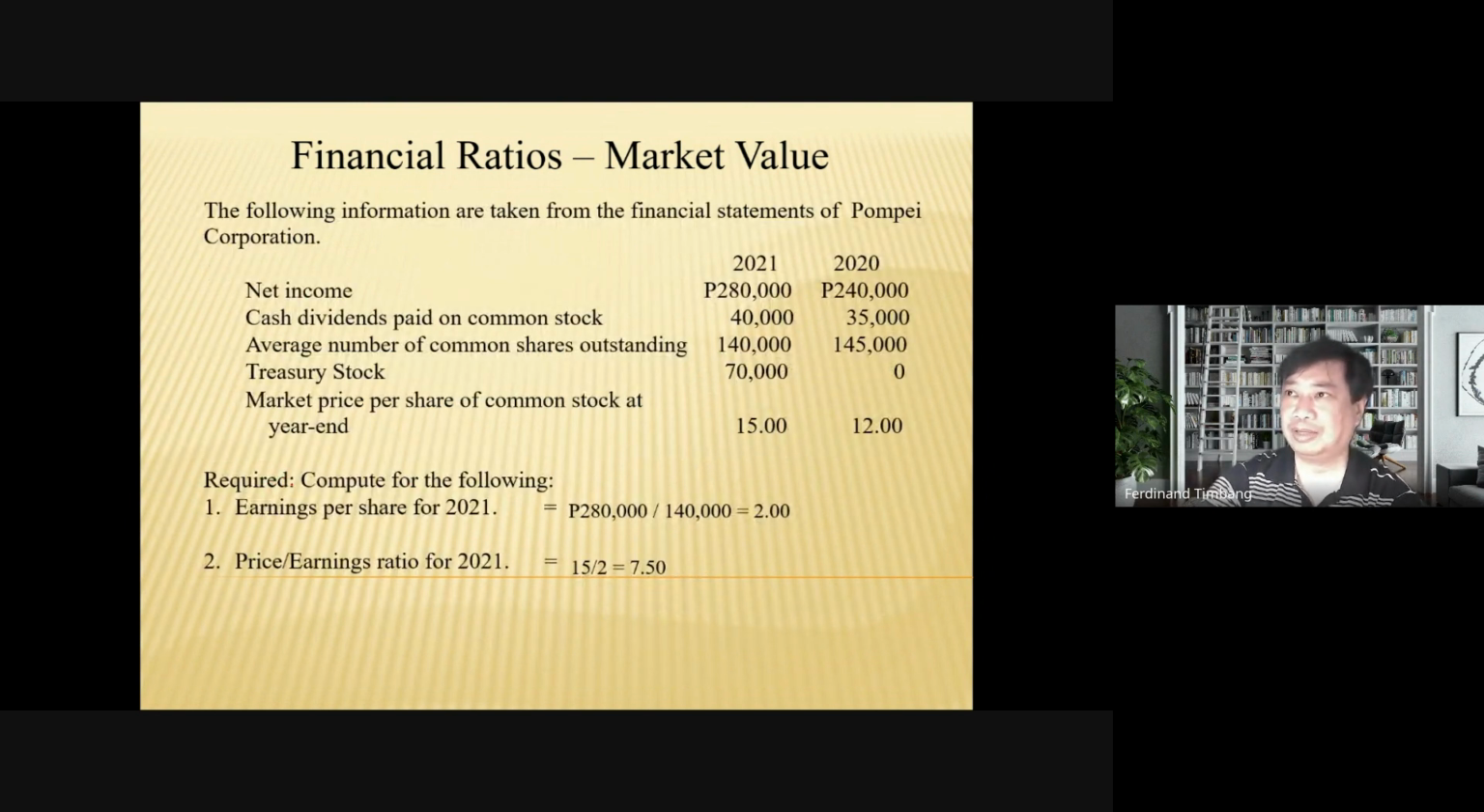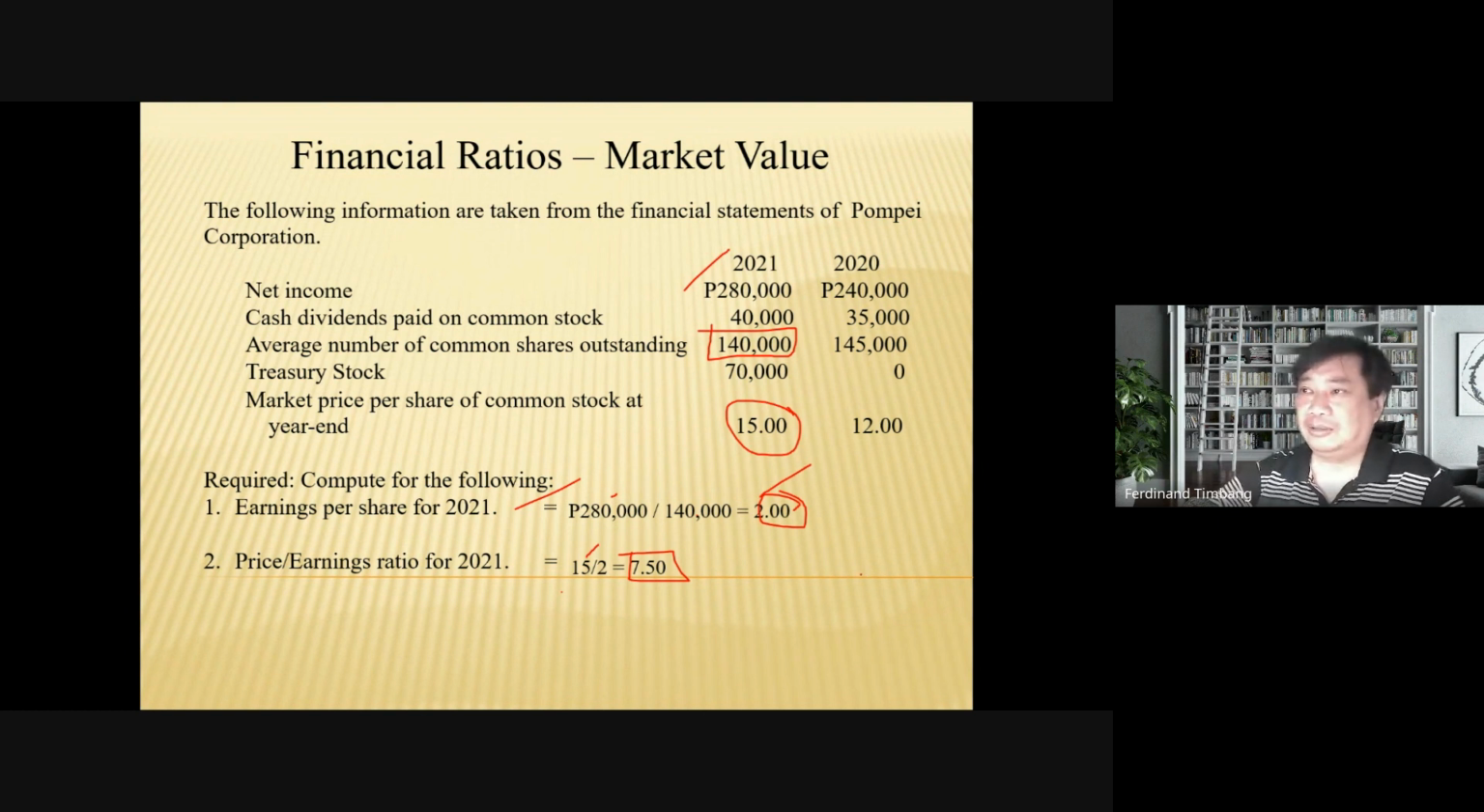Okay, so example tayo ulit rito, financial ratios under market value. We have the earnings per share. For 2021, meron tayong net income. Tapos meron tayong common shares outstanding na 140. So 280 divided by 140, it's 2. Tapos for 2021, dahil ito ay binigay naman na, so that's 15 divided by 2. Ito yun. Kaya ito ay 7.50.